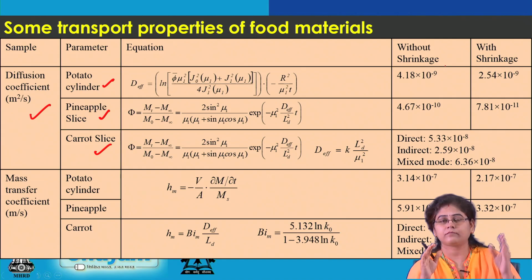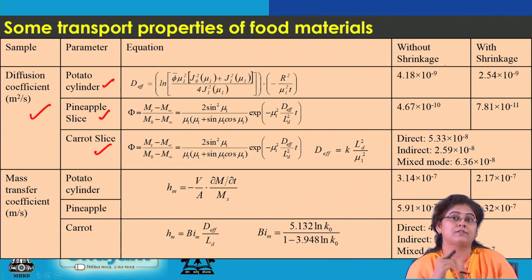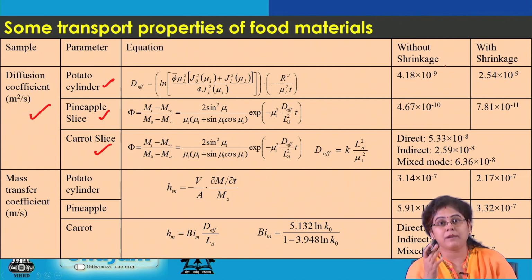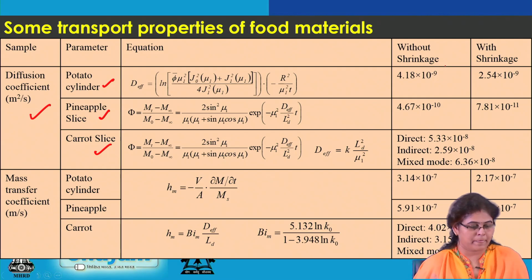That means, during the drying process the material shrinks to a larger extent, but for simplification of the mathematical solution, most of the researchers normally neglect the shrinkage phenomenon during the drying process. But it is very important to incorporate the shrinkage phenomenon, because that gives an ideal representation of the drying mechanism, so that the dryers can be developed accordingly for suitable drying of the food materials.